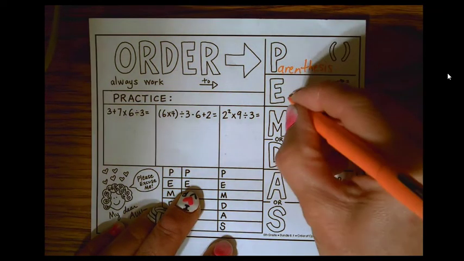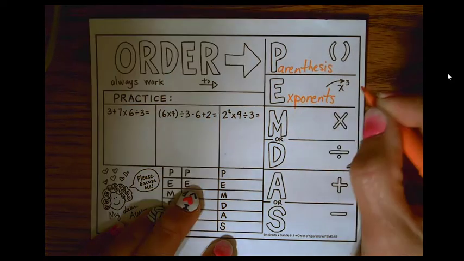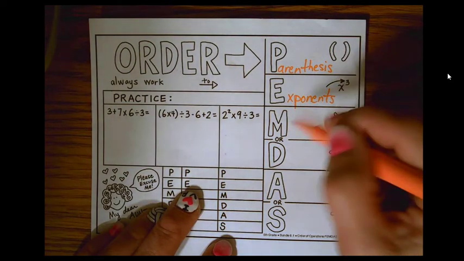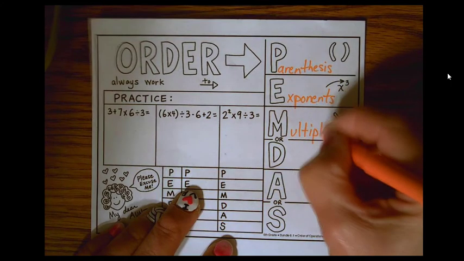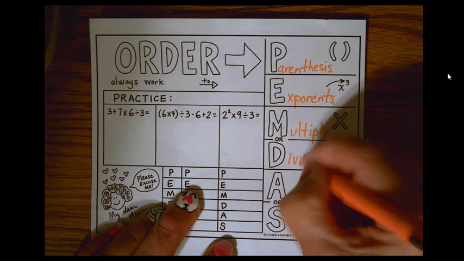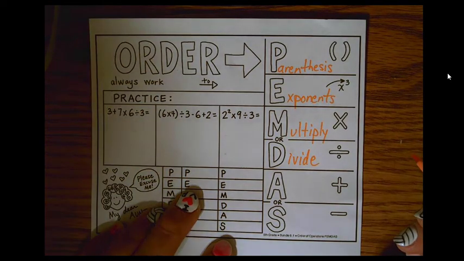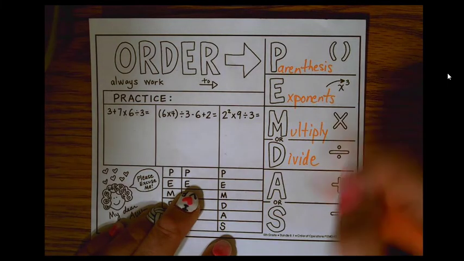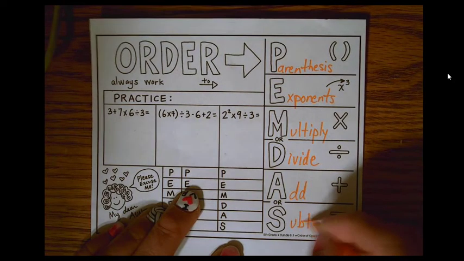And the E stands for exponents. So this is what we want to be looking for as we look at an expression. Now the multiply or divide, it's whatever shows up first from left to right. And a lot of kids will think, oh, well, I got to do the multiply first. Well, not always. If divide shows up first from left to right, you got to do that first. And that goes the same with add or subtract.